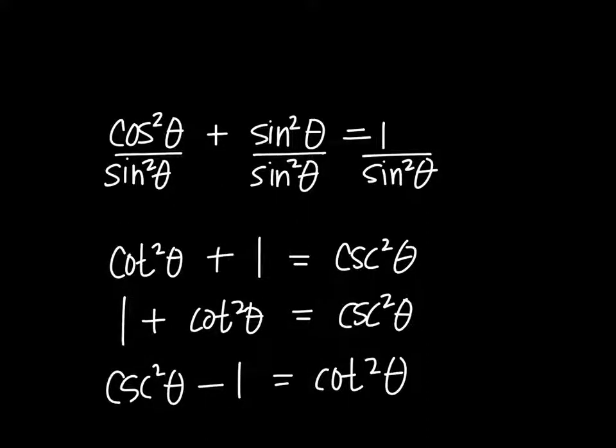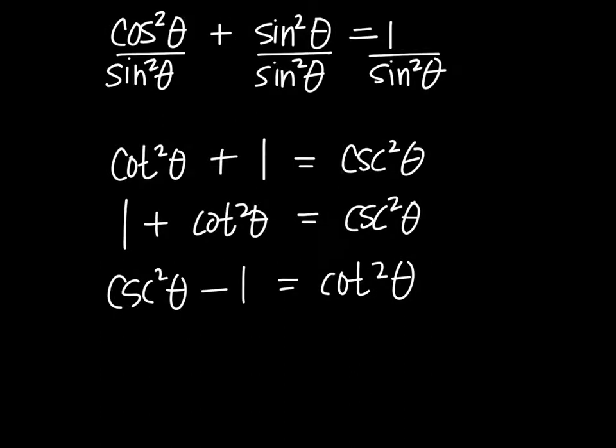And what's the last one that you could write? What if you started with cosecant squared and subtracted the other one? What if you subtracted cotangent squared? Then what would you have? Then you'd have 1. There's 4 more, but they're all related to the first one. The first one was cosine squared plus sine squared is 1.